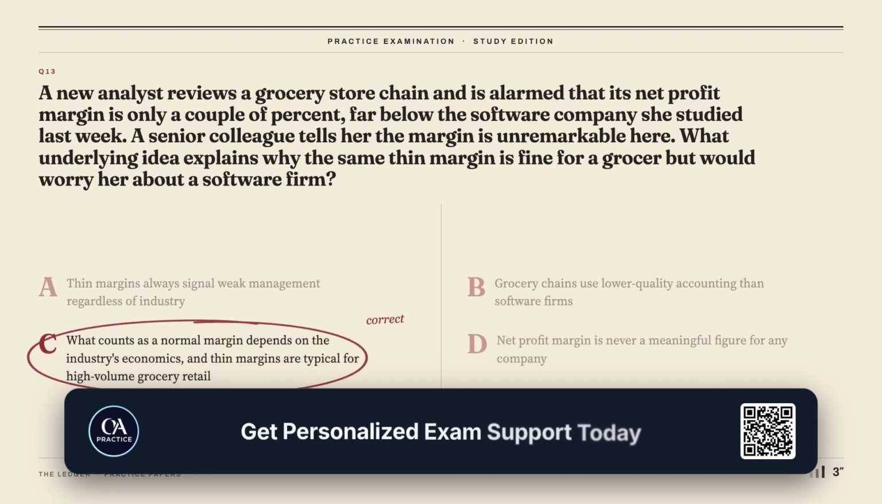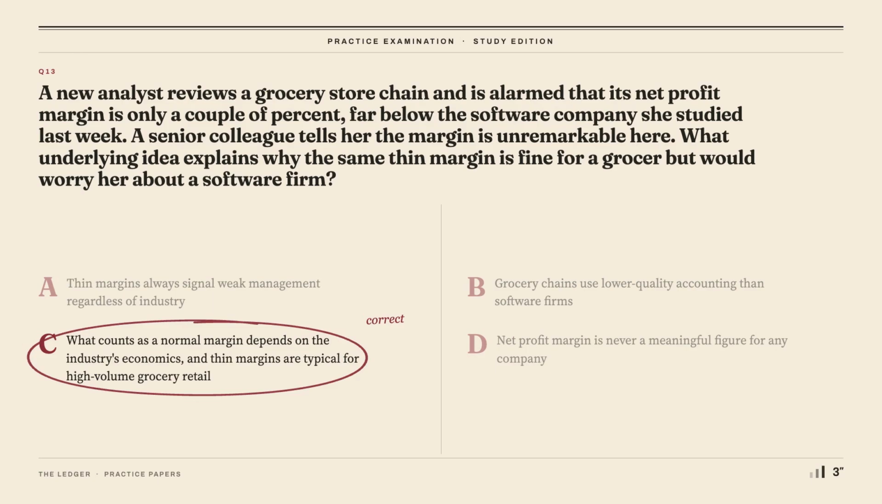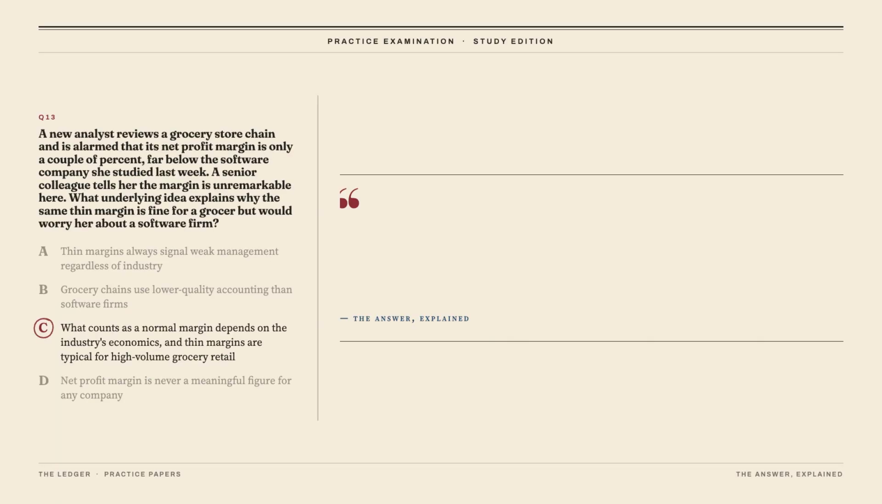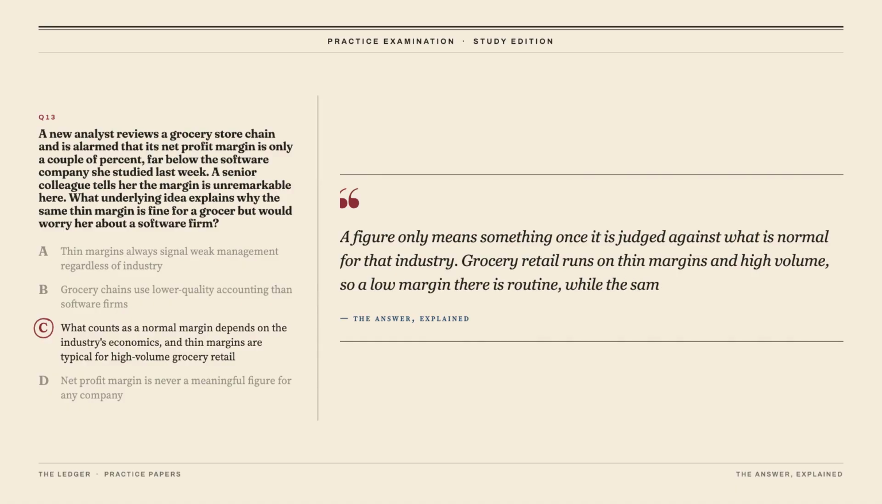The correct answer is C. What counts as a normal margin depends on the industry's economics, and thin margins are typical for high-volume grocery retail. C is correct because a figure only means something once it is judged against what is normal for that industry. Grocery retail runs on thin margins and high volume, so a low margin there is routine, while the same figure in a high-margin software business would be a genuine warning.